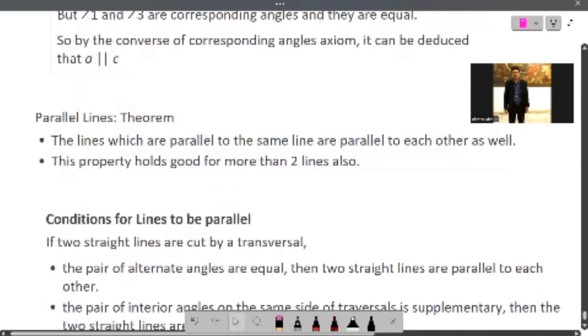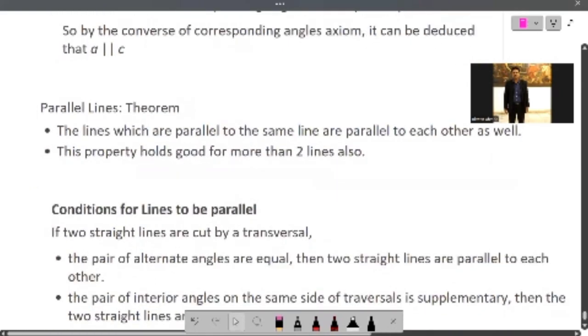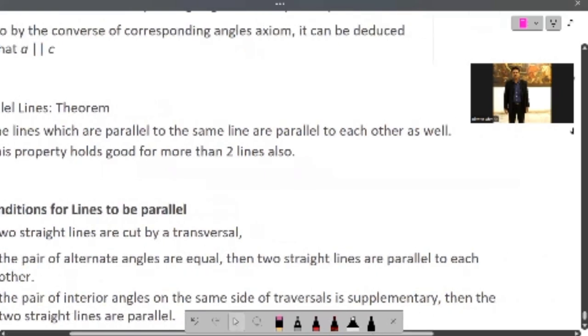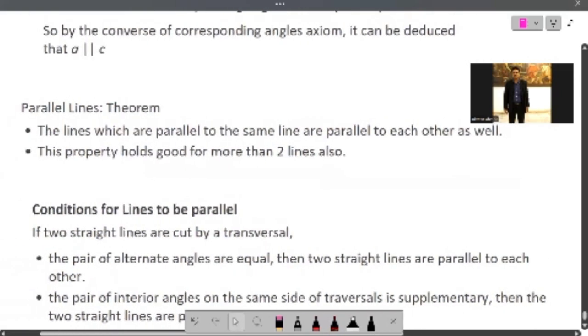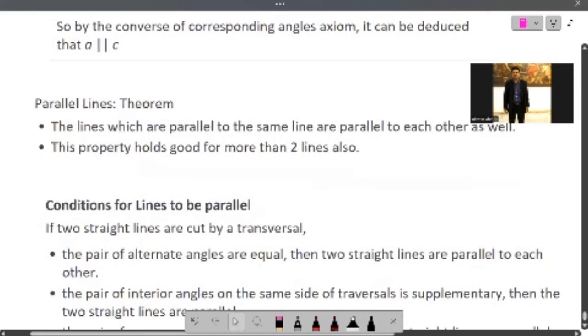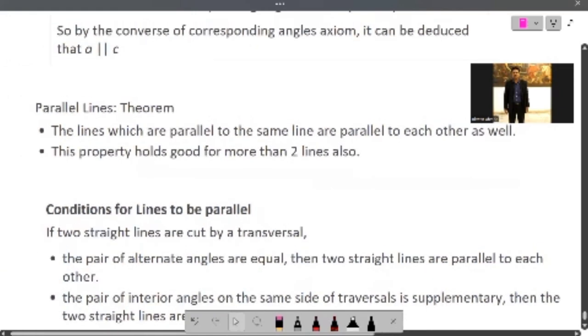Now we finalize the parallel lines theorem: the lines which are parallel to the same line are parallel to each other as well. This is the property. This property holds good for more than two lines. Like in your copy, we have several lines. These are parallel lines.